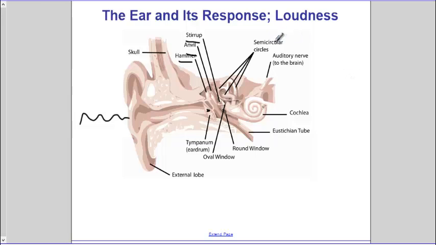Other interesting structures within the ear are these things called the semicircular, I think they're called canals, and it's interesting. One of these is oriented within the y-axis. Another one is within the x-axis, and then the z. So this allows us to orient ourselves spatially, and often diseases associated with the inner ear, these semicircular canals, will lead to disorientation or vertigo.